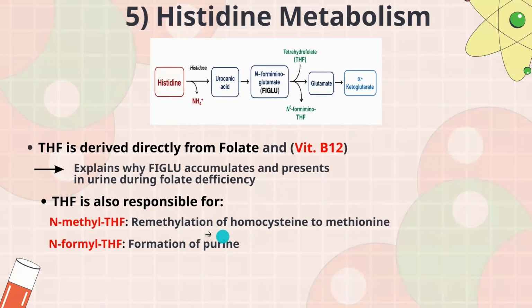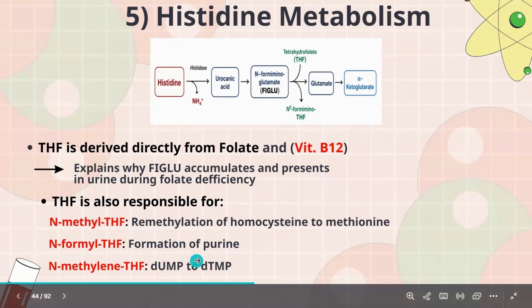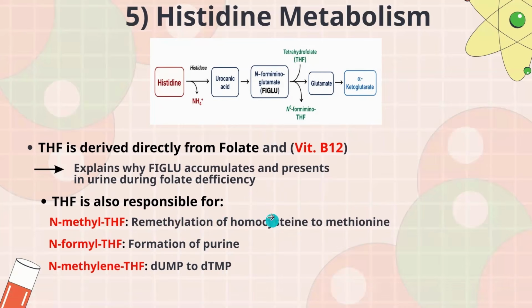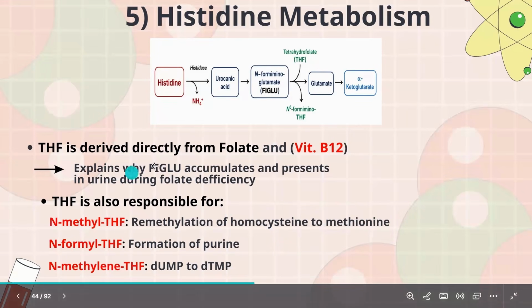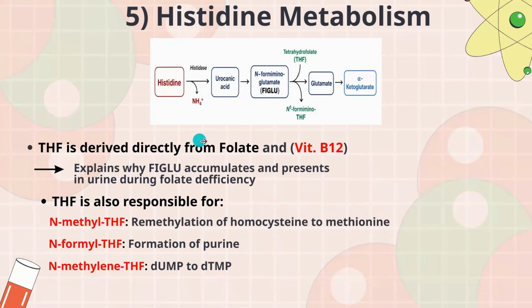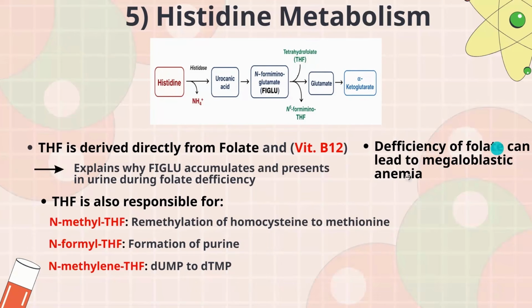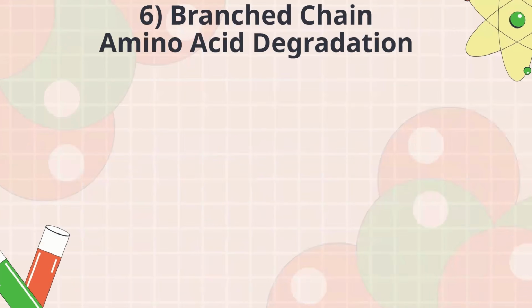N-formyl THF, formation of purines. N-methylene THF, dUMP to dTMP. You don't really need to know these. Just know N-methyl THF because we already know it remethylates homocysteine to methionine, because homocysteine is toxic, right? Also, a deficiency in folate can cause deficiency in THF, which can also cause megaloblastic anemia. So if they ask what disease is likely from deficiency of folate, megaloblastic anemia is basically the answer. We're almost done, guys, with the lecture.